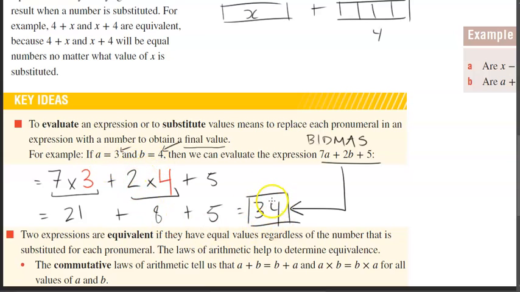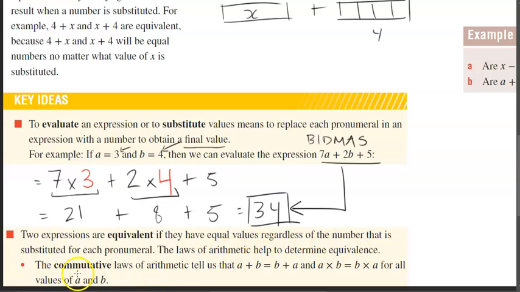This value will change if a and b vary as well. And that's all there is to substitution. It's quite a simple concept. But the thing that can stump students, and I've seen it time and time again: two expressions are equivalent if they have equal values regardless of the number that is being substituted into each pronumeral. So the laws of arithmetic, and arithmetic is just simple addition, subtraction, multiplication, division, help to determine equivalence.